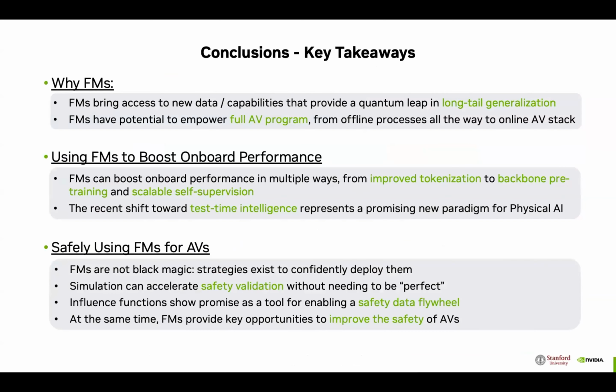So let me conclude by saying that foundation models offer great promise for autonomous robotics across the development process. On the onboard stack, we haven't talked much about offline development processes, but there are a lot of opportunities there. As part of onboard performance, they can also be used in different ways, from improved optimization all the way to backward retraining and scalable self-supervision. What we're particularly interested in now is a better understanding of the opportunities offered by the shift to test-time intelligence in different ways, like chain-of-thought reasoning or more actual sampling and so on and so forth.